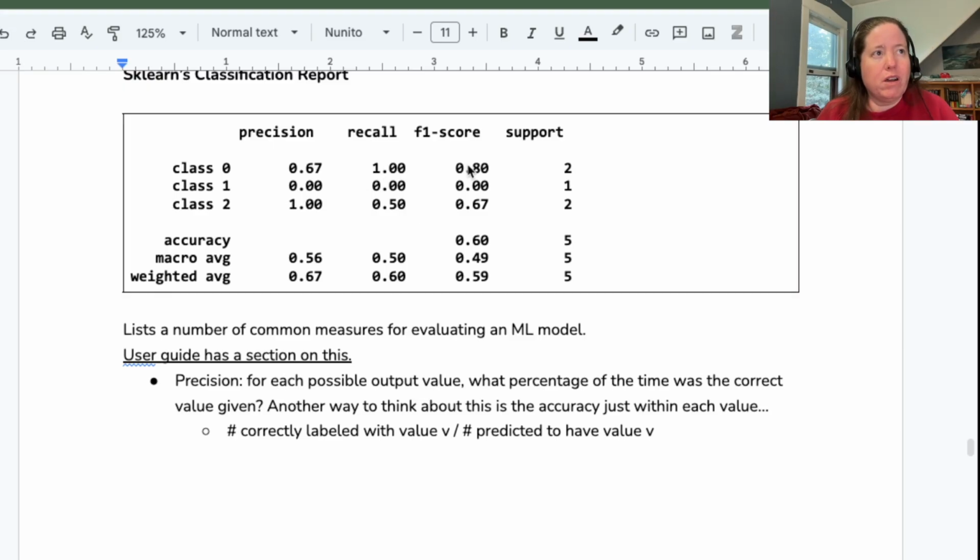We do the same with recall. It's the same with F1. And then we have these cross-cutting averages of those others that you can also see.